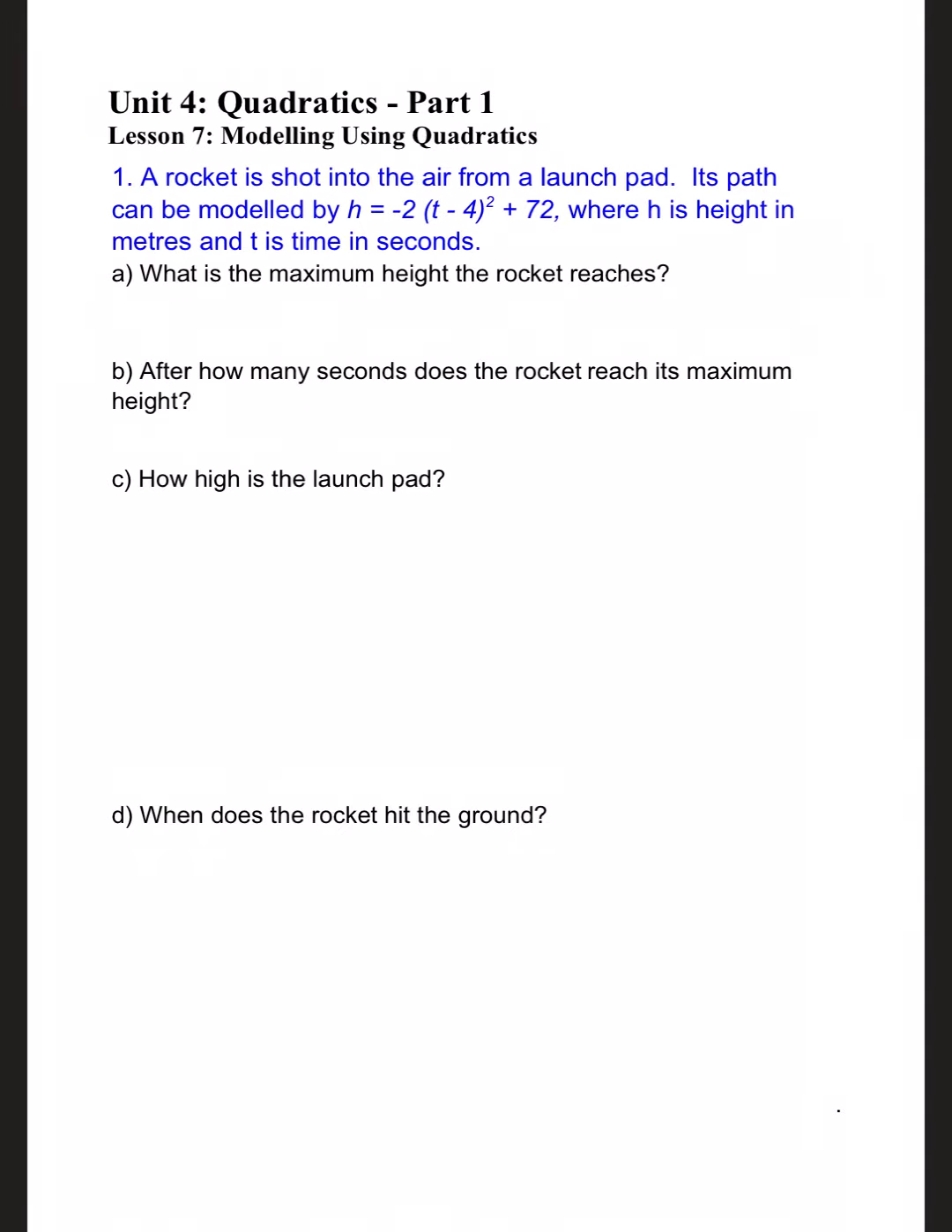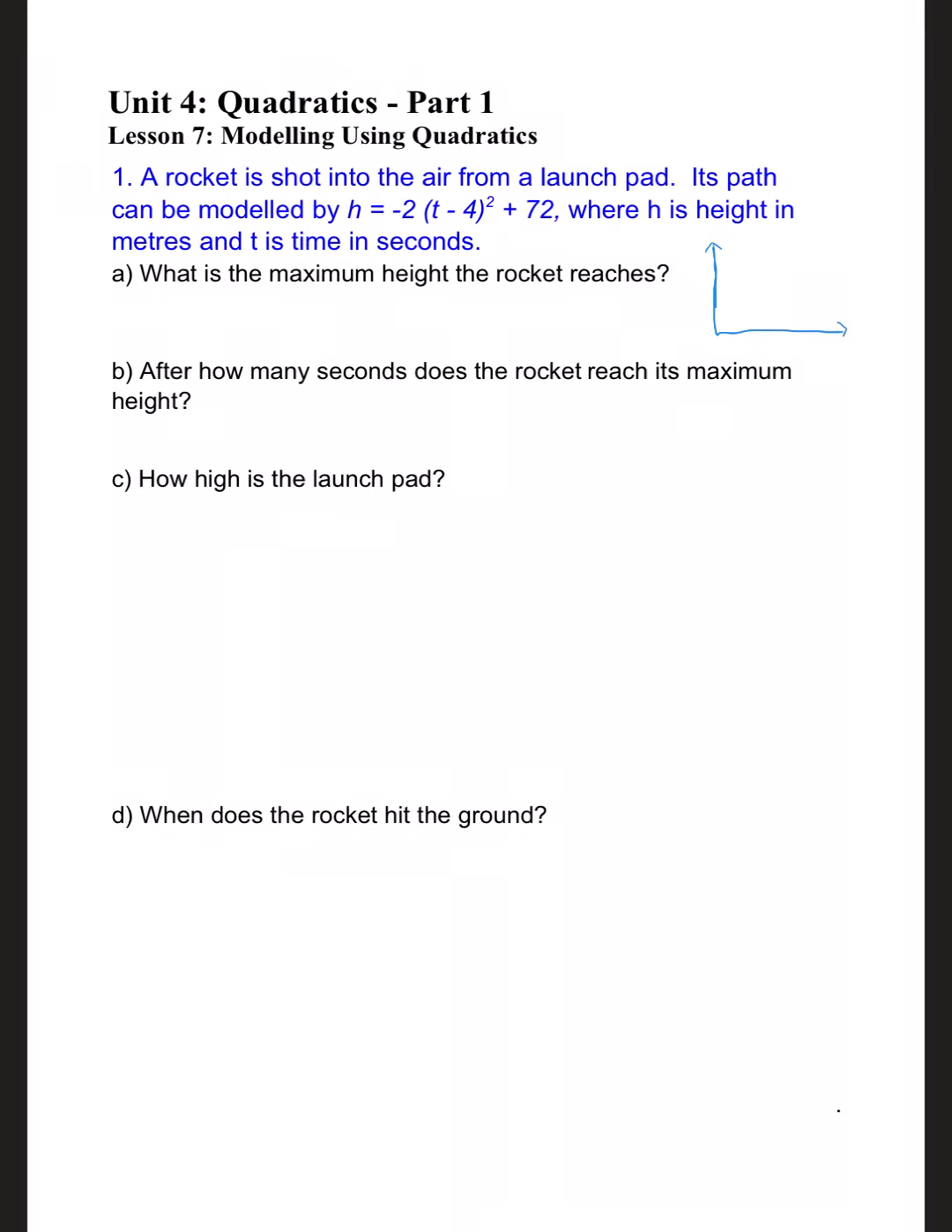The first one, a rocket is shot into the air from a launch pad. Its path can be modeled by h equals -2 times (t minus 4) squared plus 72, where h is our height in meters and t is our time in seconds. So we're not going to draw all of this right now, but we're just going to start drawing a graph to begin discussing what's being represented here.